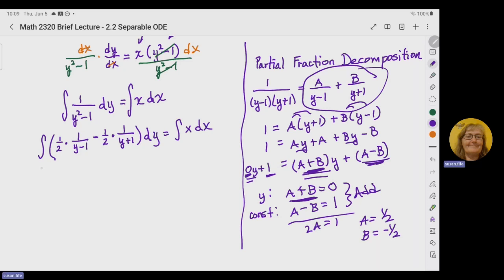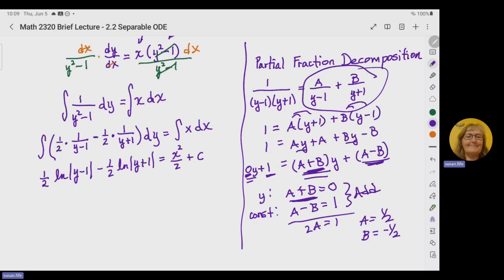And now I can work this through. The 1/2 and negative 1/2 are just constants. That carries along 1/2. When I integrate 1 over y minus 1 with respect to y, I get natural log of y minus 1. And then minus 1/2, the integral of 1 over y plus 1 is natural log of y plus 1. On the right side, when you integrate x, you get x squared over 2, and then plus c.